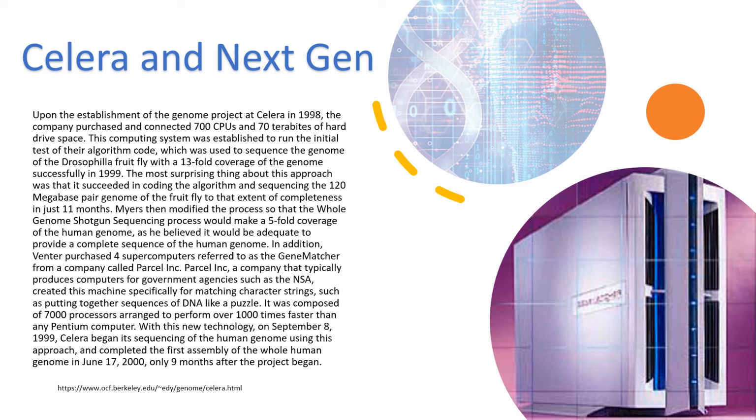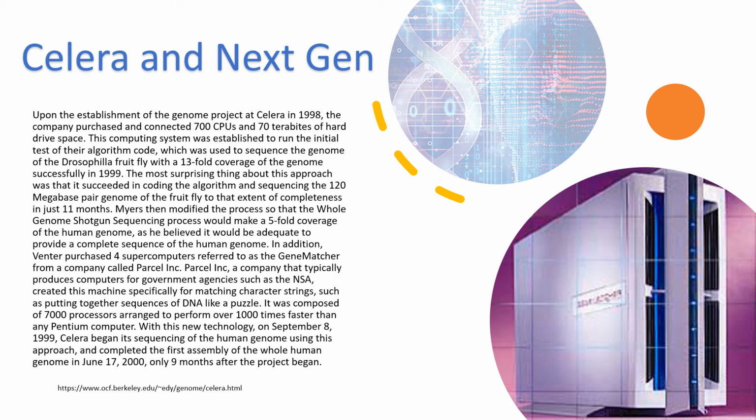In addition, Venter purchased 4 supercomputers referred to as a gene matcher from a company called Parcell Inc. Parcell Inc., a company that typically produces computers for government agencies such as the NSA, created this machine specifically for matching character strings, such as putting together sequences of DNA like a puzzle. It was composed of 7,000 processors arranged to perform over 1,000 times faster than any Pentium computer.